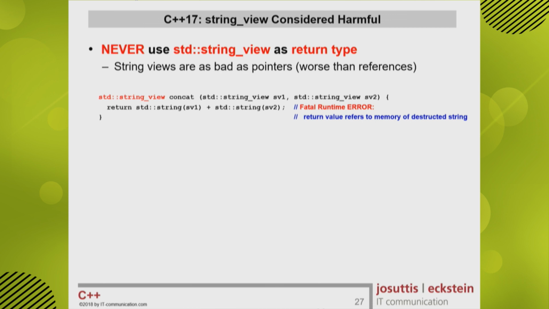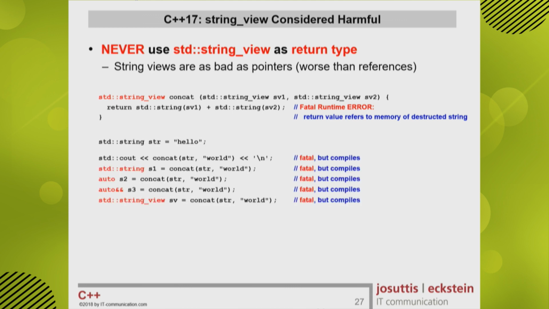Unfortunately, the result of the sum is a string, but there's an implicit conversion to a string view. A string view is a reference to the underlying data, which is the temporary return value here, which is deleted at the end of the function. You have returned a reference or a pointer to your temporary object, which is the result of this concatenation. So every code which calls concat here compiles, but results in a fatal runtime error.